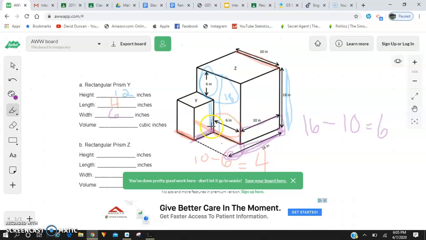So again, you have to look at the information that they're giving to you. See how messy all this is, you guys? Math is meant to be messy.